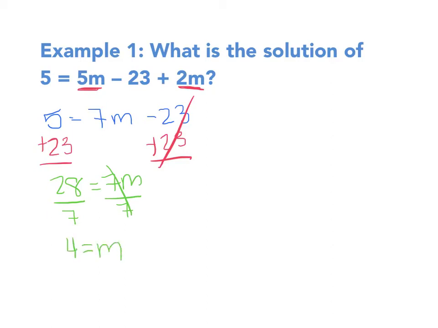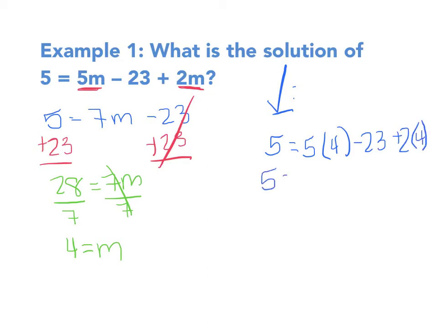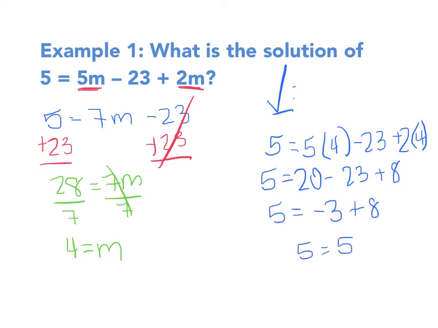M equals 4. And I can go back and check if I did it correctly by plugging in a 4 where I see an m. 2 times 4. So 5 equals 20 minus 23 plus 8. 5 equals negative 3 plus 8. 5 equals 5. That's a true equation, so we did it correctly.